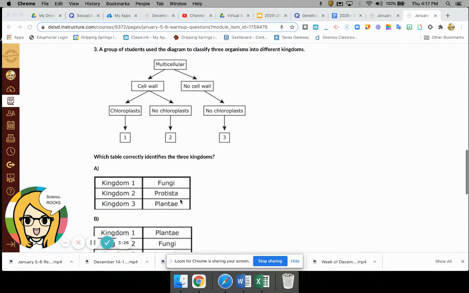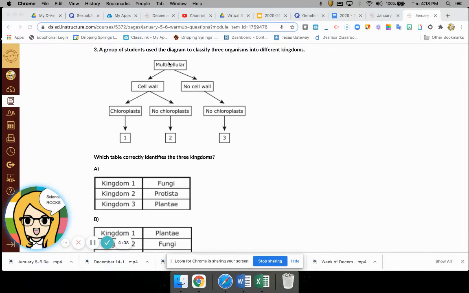All right, number 3, a group of students used the diagram to classify 3 organisms into different kingdoms. So here's what the diagram gives you. It says that it's a multicellular organism, so that rules out domain bacteria and archaebacteria, so no bacteria. And then the next layer has cell wall, no cell wall. So that means we're going to have plants and either animals or protists or fungi here. And then chloroplasts, no chloroplasts, and no chloroplasts.